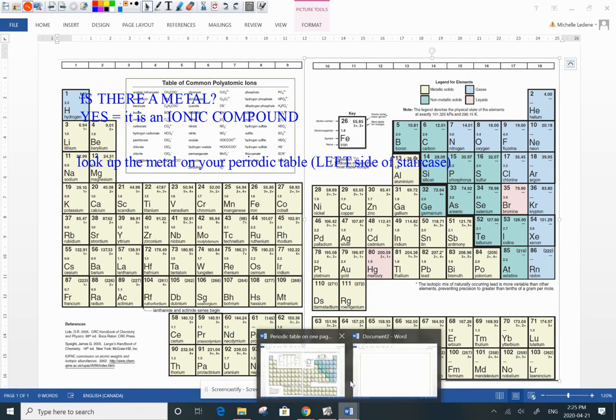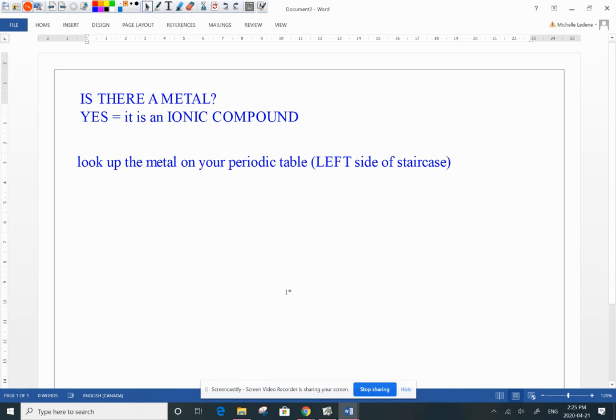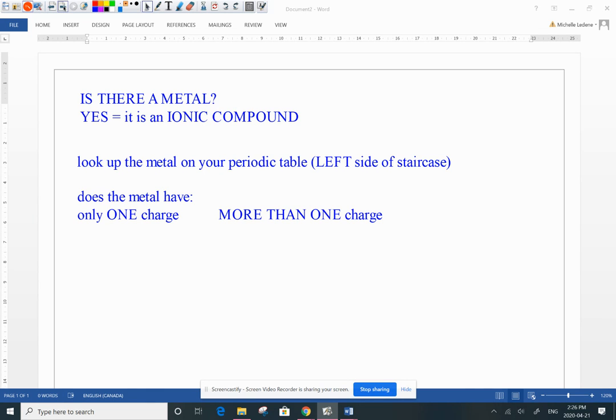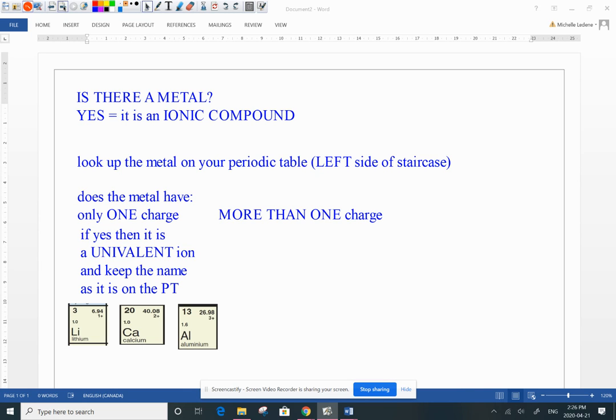So let's carry on now with our little naming card. You're looking the metal up on your periodic table, on the left side of that staircase, as we just saw. And we are going to ask ourselves, does the metal have only one charge, or does it have more than one charge listed in the top right corner? Here are some examples of a univalent. If there's only one charge listed, so if you're looking at group 1, you would find lithium and sodium and potassium, all down that very far left side. They only have one charge listed.